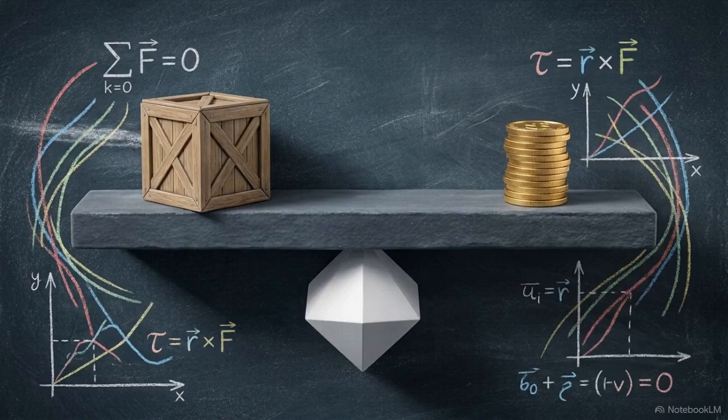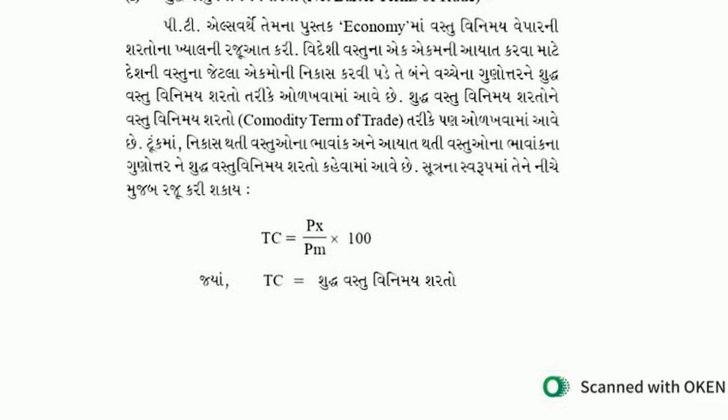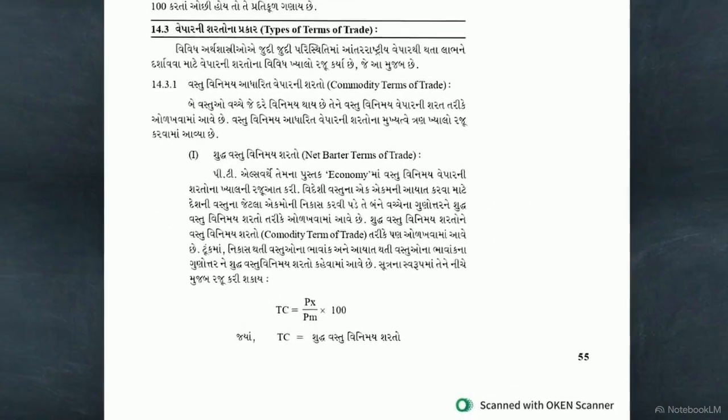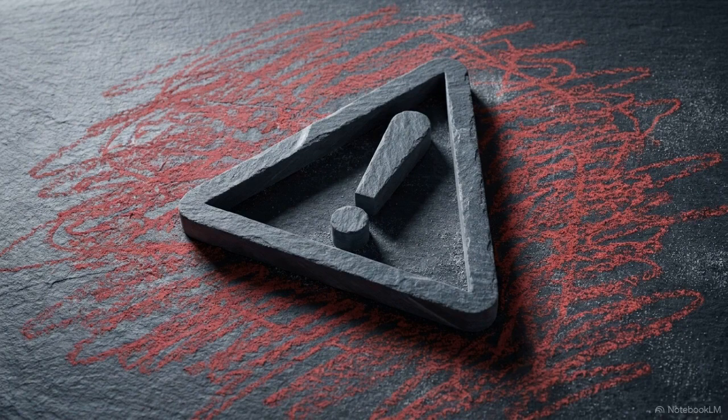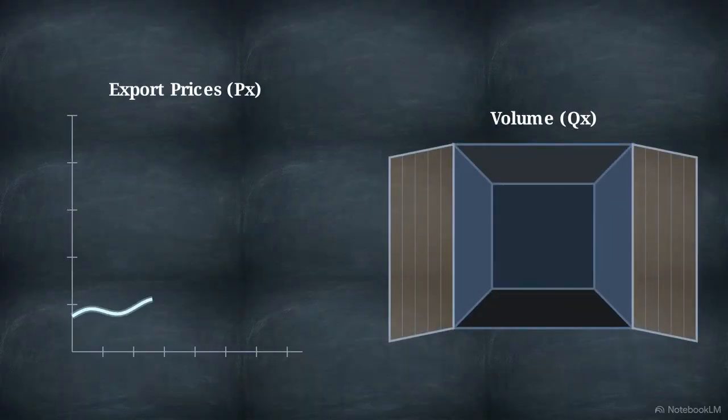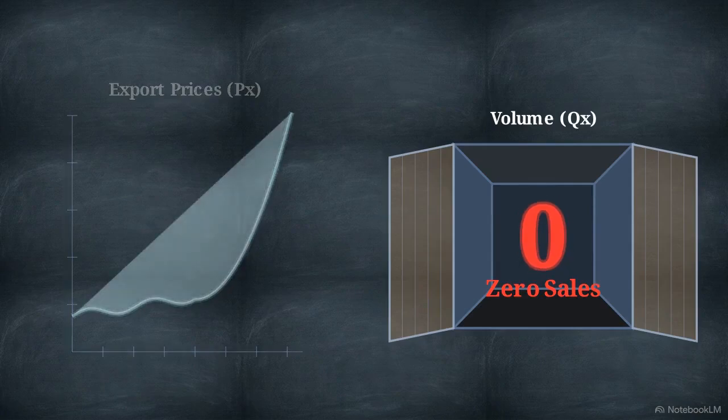The starting point for modern trade measurement is called the net barter terms of trade. This page shows the foundational formula. TC equals PX divided by PM multiplied by 100. PX is the export price index, and PM is the import price index. This equation strictly measures relative prices on paper, completely ignoring the physical reality at the shipping ports. This creates an immediate problem. What happens if a country's export prices are exceptionally high on the global market, but they do not actually sell any volume of those goods?